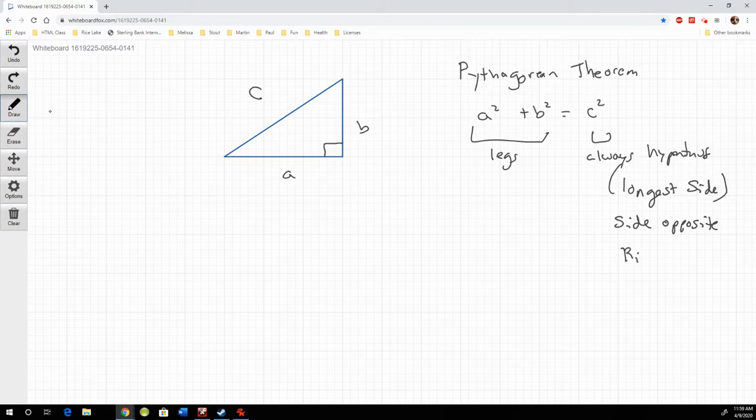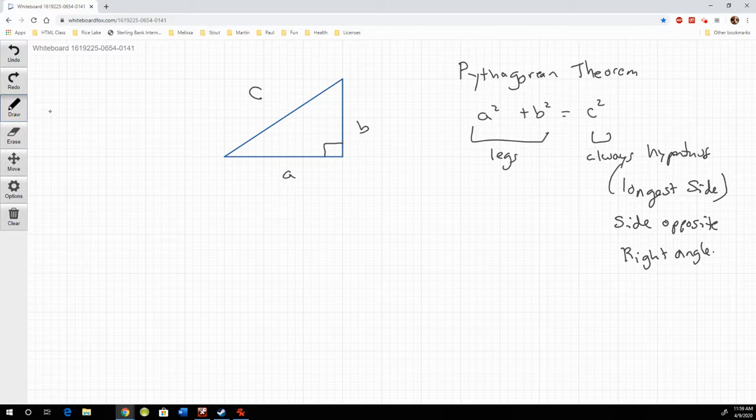It's also the side opposite the right angle. So that's important to look and say, okay, here's our right angle. This side is always going to be the hypotenuse, and that's always the number that's going to be by itself when we write out the Pythagorean theorem.